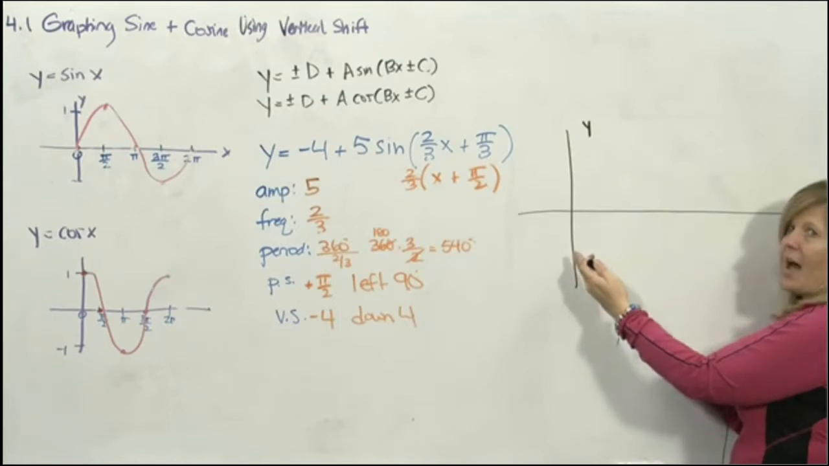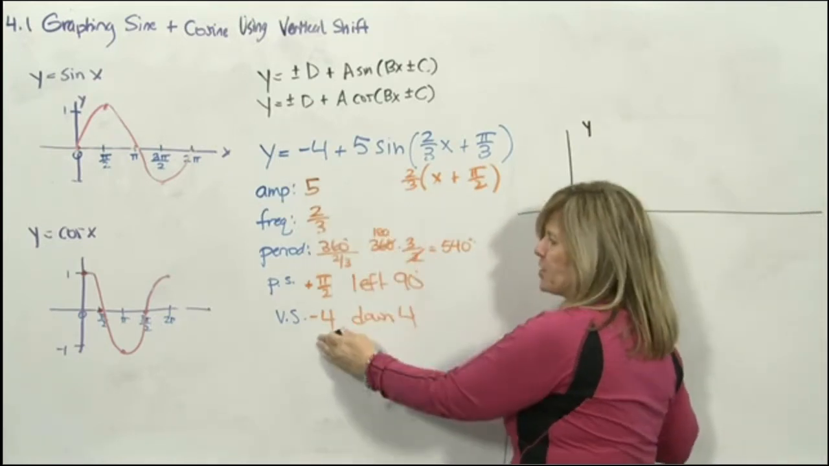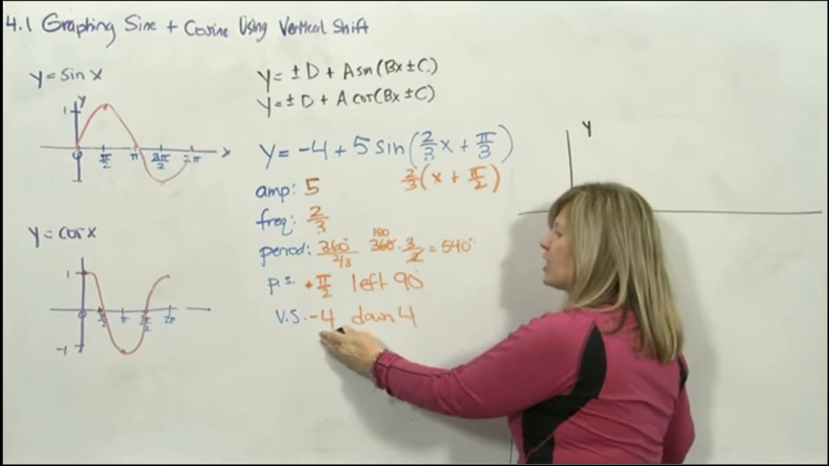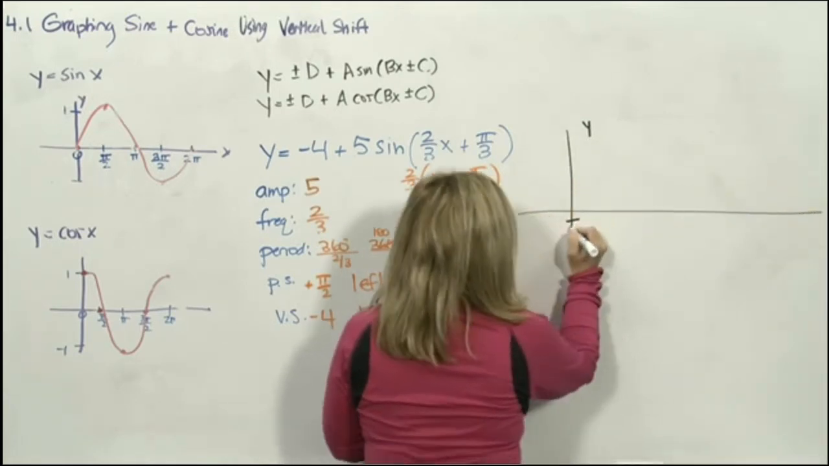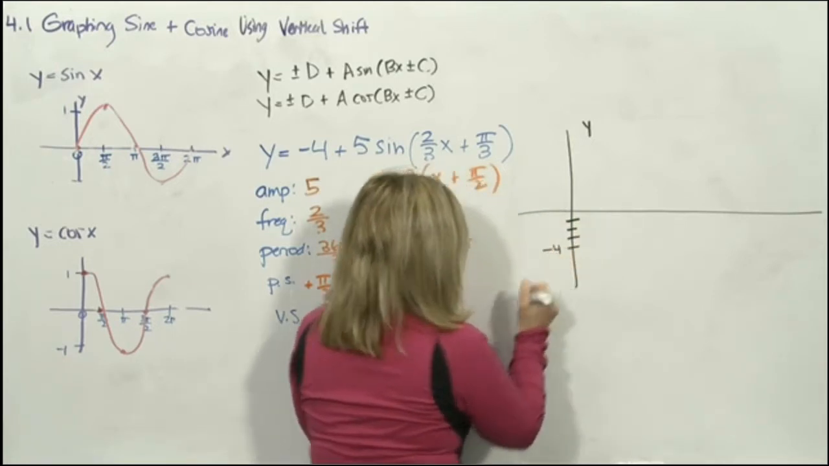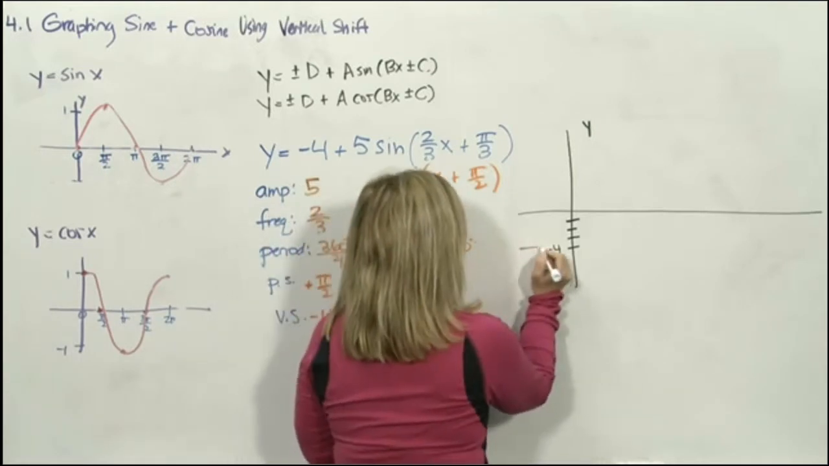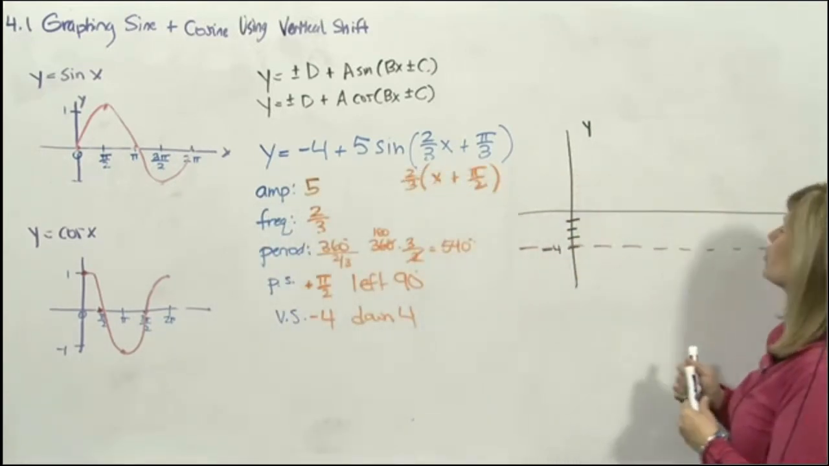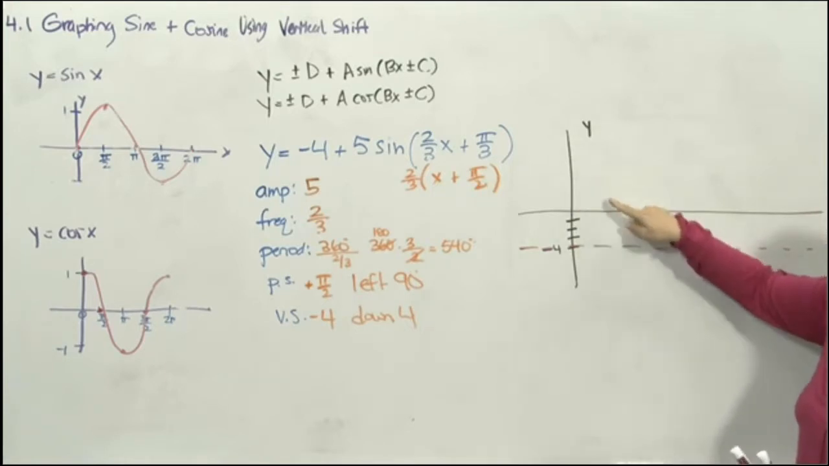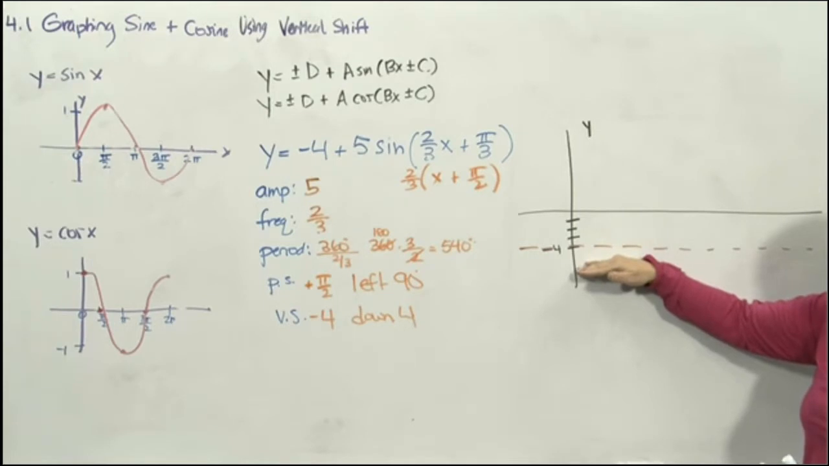To set up the y-axis, we can't start with the amplitude because we have a vertical shift. We are physically taking this curve and shifting it down 4 units. So everybody count down 4 to -4 and draw your new axis, your sinusoidal axis. So look, the sine curve isn't going to revolve around the x-axis. It's going to revolve around this new axis.